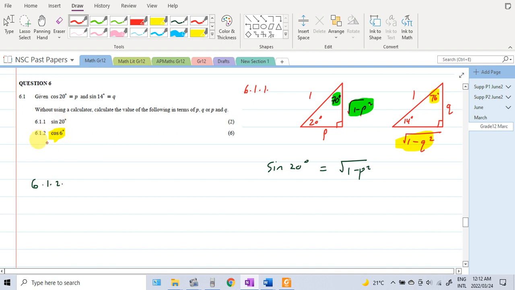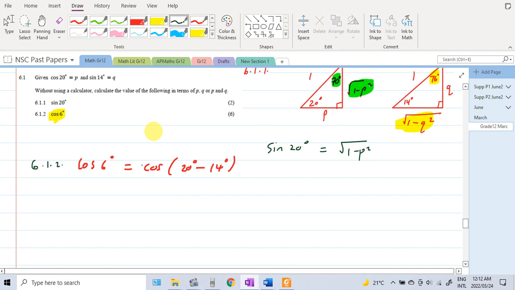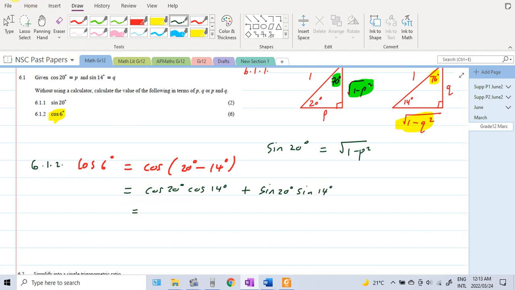So I can make cos of 6 degrees by saying cos of 20 degrees minus 14 degrees. So 20 degrees is from the first triangle, 14 degrees is from the second triangle. Now let us use the expansion for cos. The expansion for cos is cos 20 cos 14 plus, opposite sign, sine 20 sine 14 degrees. Now let's take all the information from both the triangles.